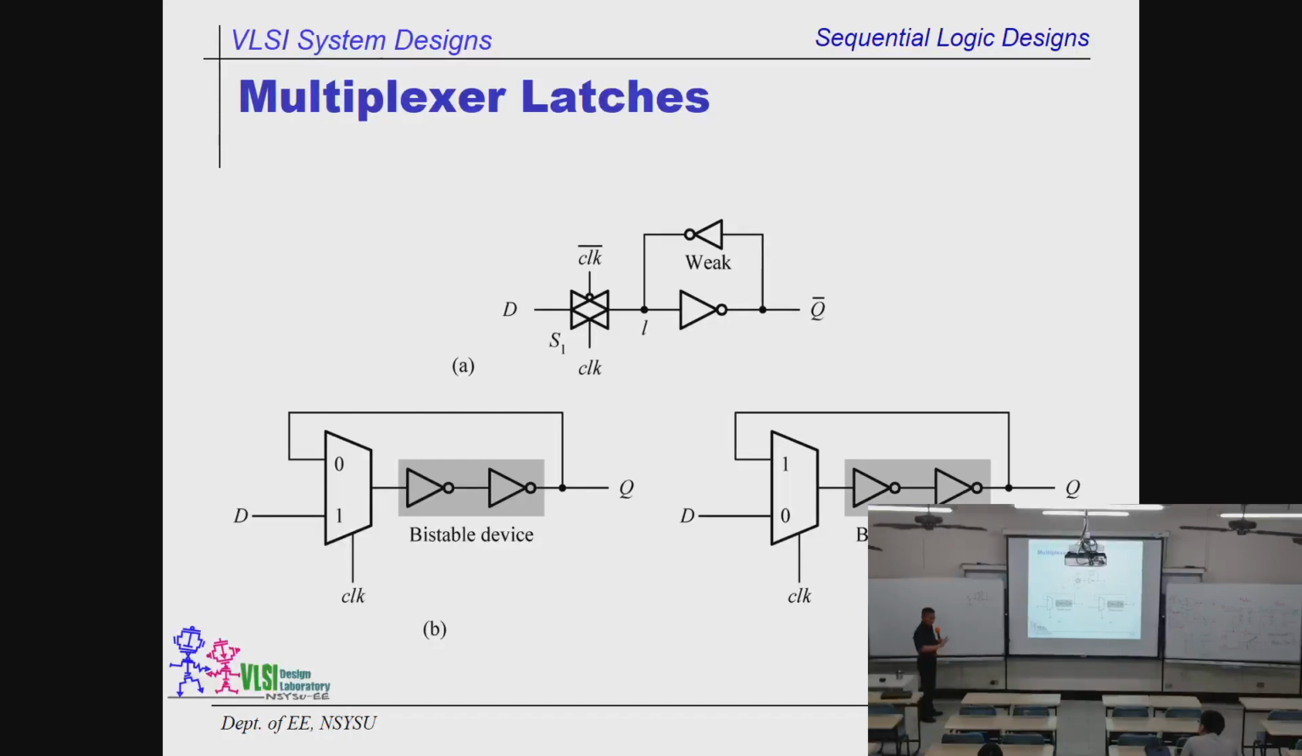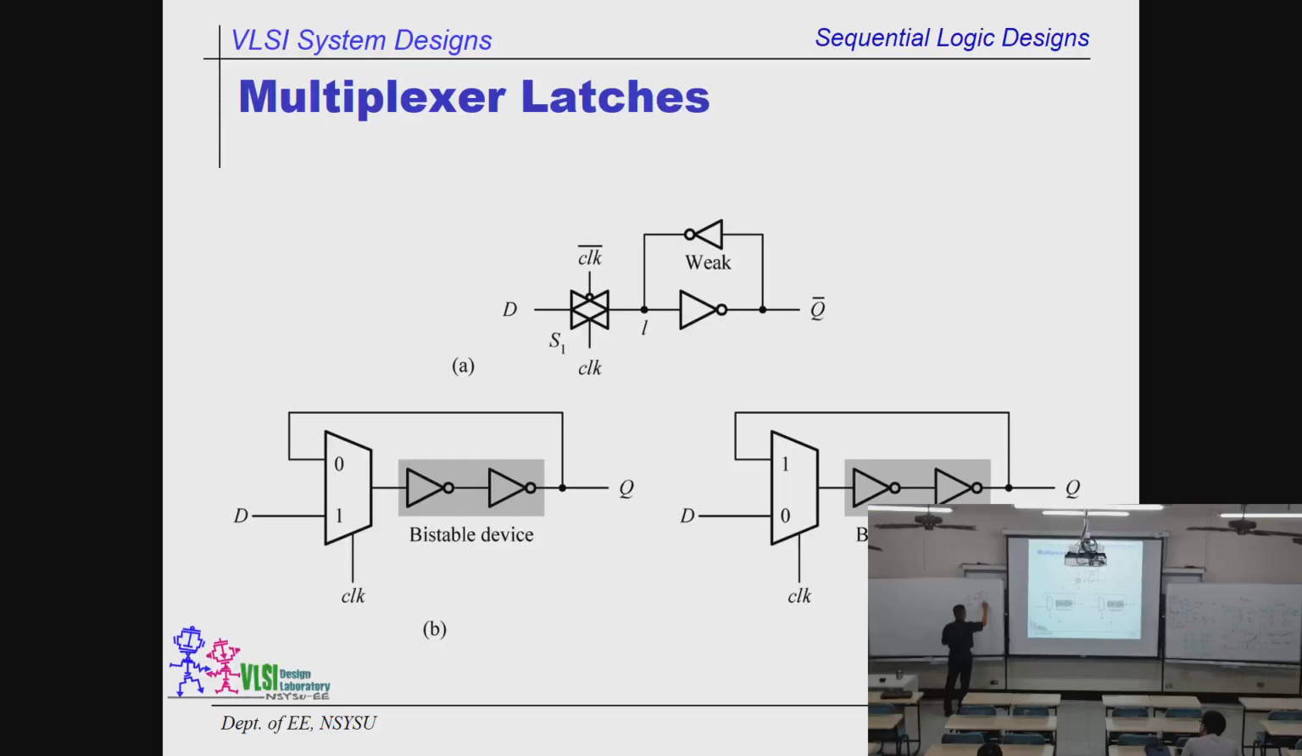The simplest way is to use a switch controlled by the clock. Then you have a loop after the transmission gate or after the pass transistors. That's it. And basically, this is a big one.